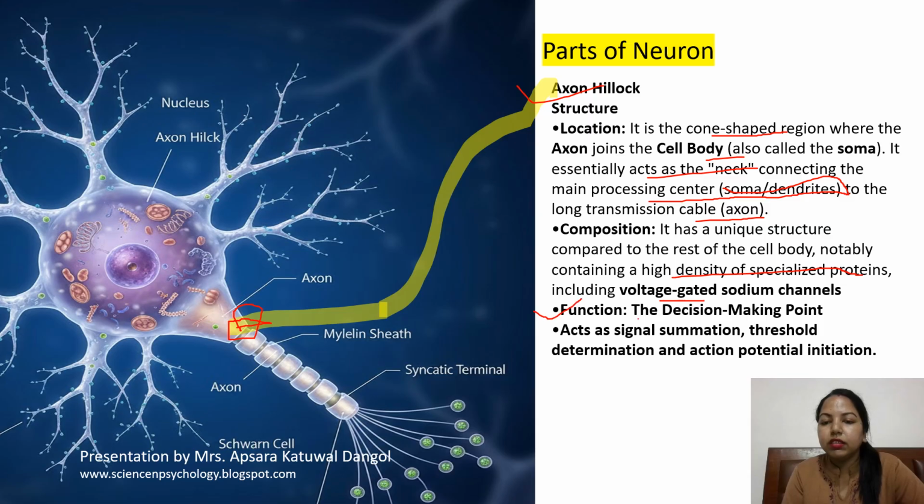It's the main decision-making point. It acts as the signal summation point, in the sense that if the electrical impulse is high enough and reaches the threshold, that is minus 55 millivolts, only then is the action potential initiated. So it decides whether to stop or initiate the action potential.